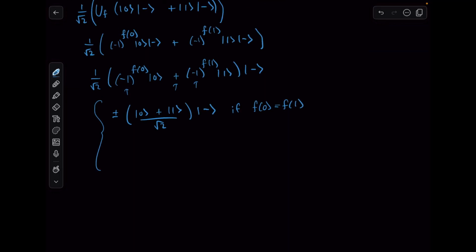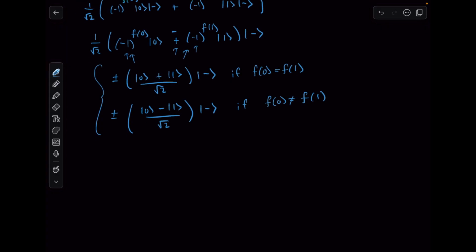Now, let's say they're not equal. Then we know one of these is going to be positive, say this one, and then this is going to give us a negative, or it could be flipped. So we can, again, just pull out a minus sign, and we know that the difference between the two is they're going to have a different sign. So we have plus minus 0 minus 1 over the square root of 2 times our minus state, if f of 0 is not equal to f of 1.